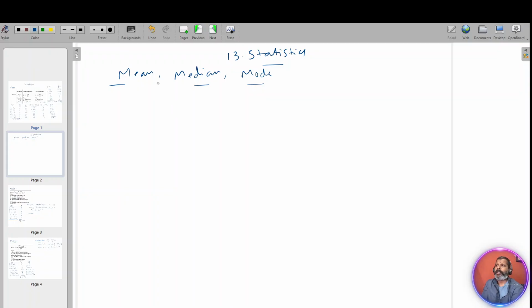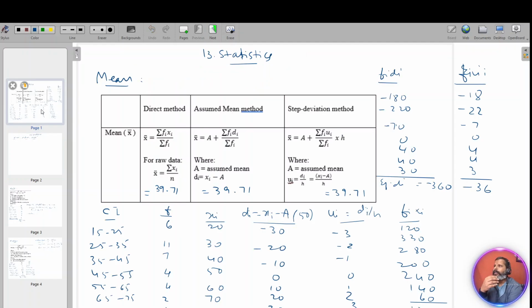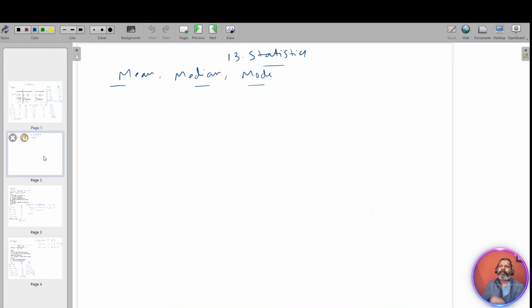But in this class, we will see exclusively there are different methods of finding the mean: direct method, assumed mean method, and there is one more method called step deviation method. What are those methods and how to use the formulas? We'll see that. In this class particularly, we'll see the mean introduction, different methods of finding mean.